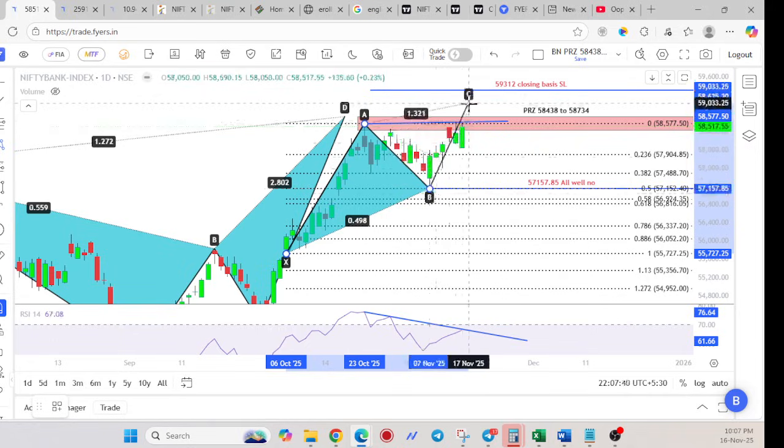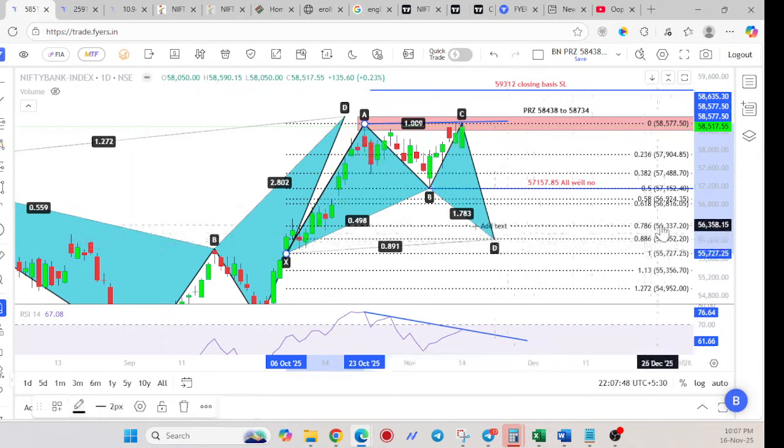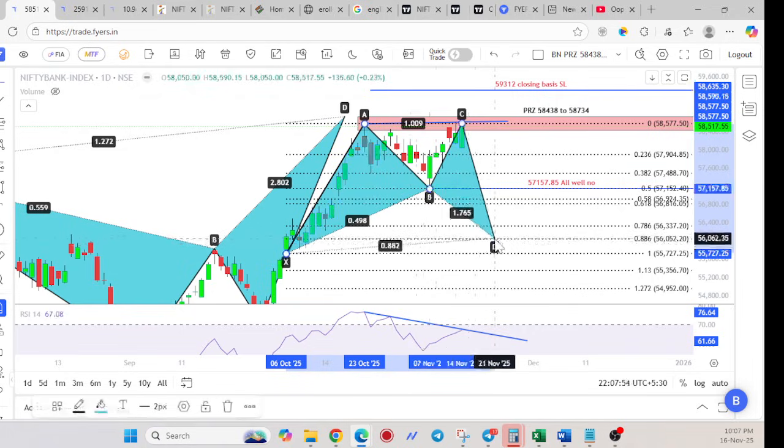Let's say, I'm just assuming that it is there, okay? The C point may go up also, I don't know. I'm just making it whatever. If it breaks the B point is what we are thinking about what can happen. So if it breaks the B point, we can see something around 56,052 levels if we make a pattern like this, right? Around 56,052 levels. So that is what we can expect in Bank Nifty, especially with the negative divergence.